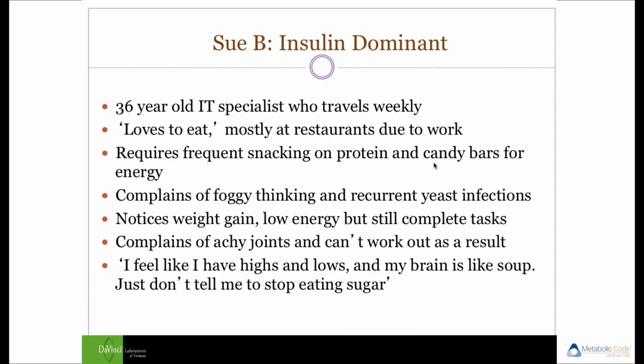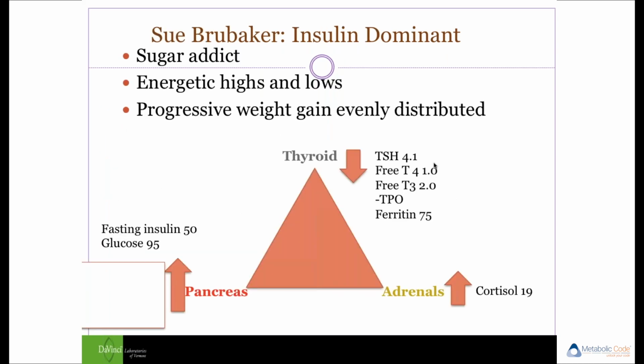So let's go back with Sue B, our 36-year-old IT specialist who loves to eat. She's getting swings in her blood sugar, and she's having highs and lows. What does she look like in terms of her labs? Well, her fasting insulin is 50. That's incredibly high. So hyperinsulinemia is 22. We prefer to see her insulin around 2 to 6. And her fasting glucose is 95.